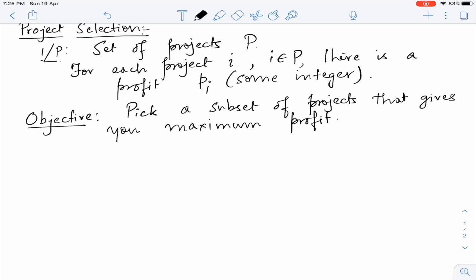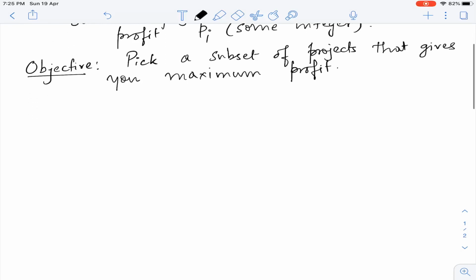Now, I'm sure many of you have started to wonder what's so non-trivial about this problem? I can just pick the ones which give me positive profit. That's all. That should be a solution, right? Clearly, that's the maximum that one can derive given a bunch of projects. Okay. So clearly, we need to add some constraints to this problem in order to make it non-trivial. So the constraints that we will add to our problem are what are known as precedence relationships.